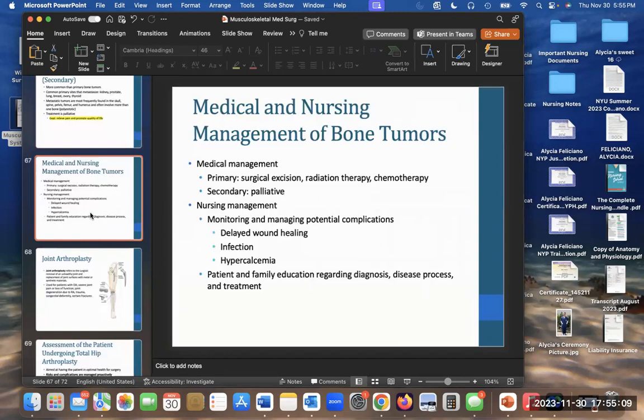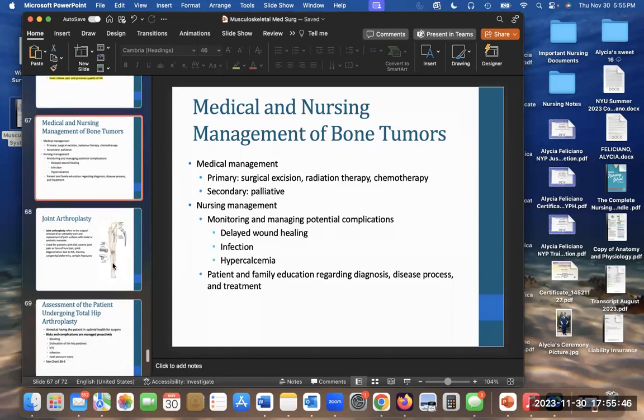Medical management, right? Depending on what it is, if it's benign, don't worry about it. If it's primary, surgical, radiation, chemotherapy. If it's secondary, it's palliative interventions. It's not end of life, but to promote life while they have this until they pass. Nursing management, right? Cancer can cause delayed wound healing. So we want to make sure to see if there's any wounds that aren't healing, and we can promote interventions to take care of that. Watching out for infections and hypercalcemia, because remember, this is a tumor of the bone, which means potentially calcium can increase. It can leave the bone and get into the blood.